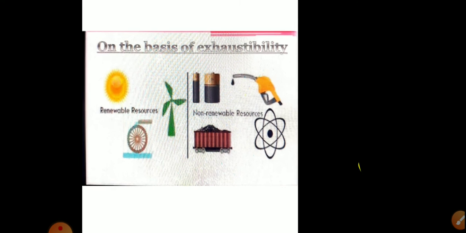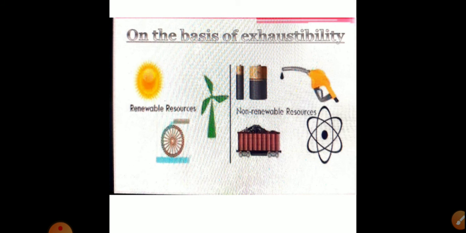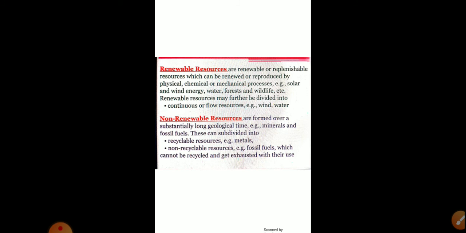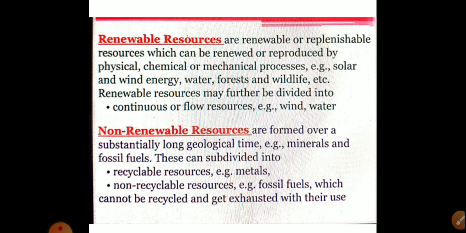Now, we will come to the basis of exhaustibility. In this category, we will divide resources into two parts. First one is renewable resources and second one is non-renewable resources. First, we will talk about renewable resources. Renewable resources are those sources which may be obtained continuously year after year for the satisfaction of human needs, such as land, water and plants.